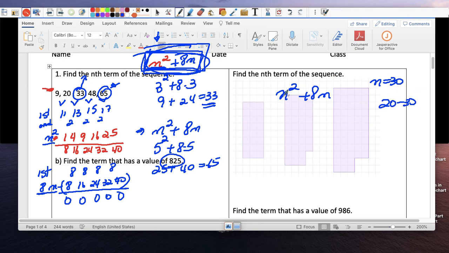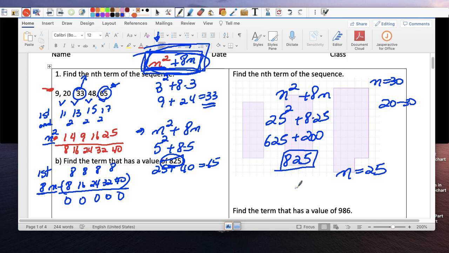Well, let's try 25. If I plug in 25 over here, and then 8 times 25, let's see what I get. 8 times 25 is 200. 25 squared is 625, right? If I add these two, I get 825. Is that what I'm looking for? Yeah, it is. So n is 25. When n equals 25, the term is going to be 825. So that's what I'm looking at. And you do guess and check. Obviously, your estimation skills come into play here, but that's what you would do.